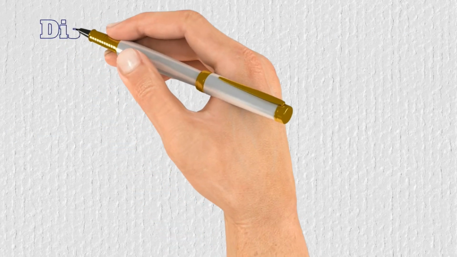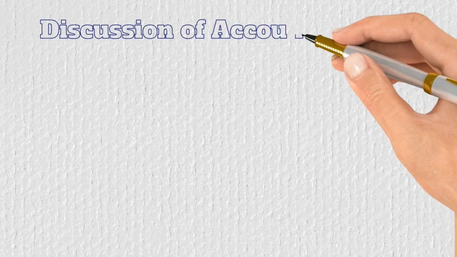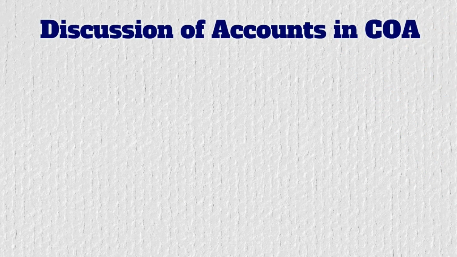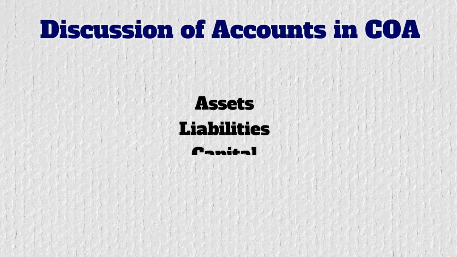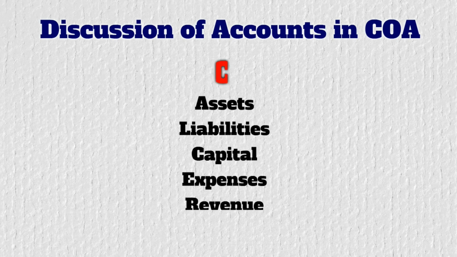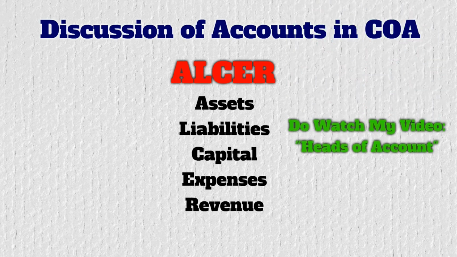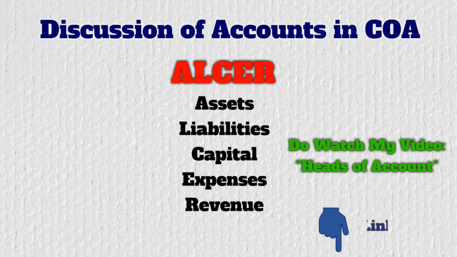Now let's have the discussion of different accounts in the chart of accounts. As we know that there are 5 heads of accounts: assets, expenses, liabilities, capital, and revenue. Our keyword ULCER, I hope you still remember that keyword ULCER. If you have not watched my video and you have no idea what this ULCER means, then do watch my video heads of accounts for a detailed explanation of this word ULCER and 5 heads of accounts.